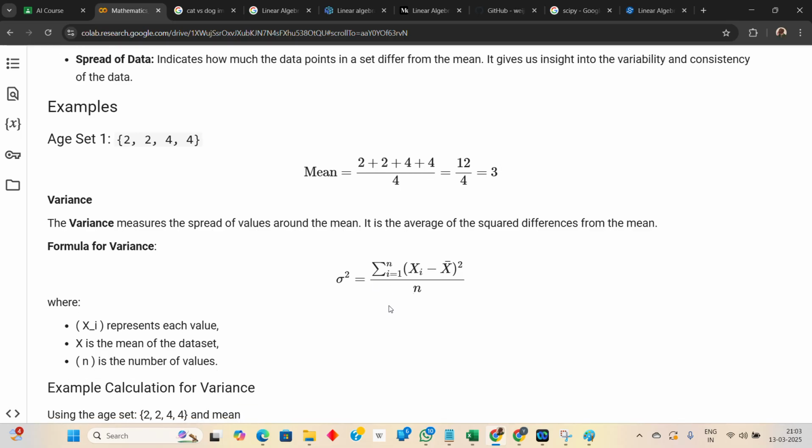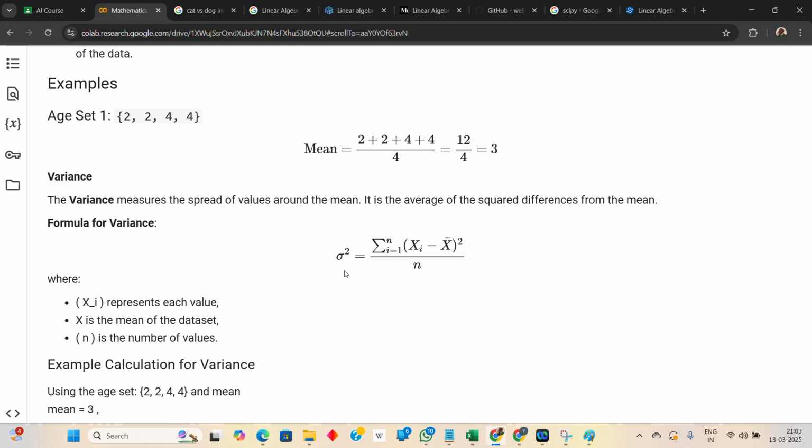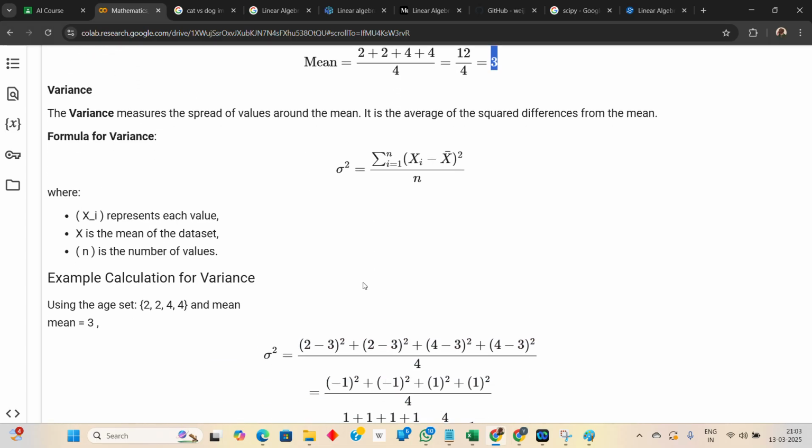And this is the variance formula, sigma square. We denote it with sigma square. It is simply like, first of all, we need to calculate the mean. If we calculate the mean first, then variance is calculated like this: every individual point, 2 minus 3 whole square, and then sum, plus again 2 minus 3 whole square, plus 4 minus 3 whole square, plus 4 minus 3 whole square, divided by total. There are four values, aren't there? Four values. This is how variance can be computed.